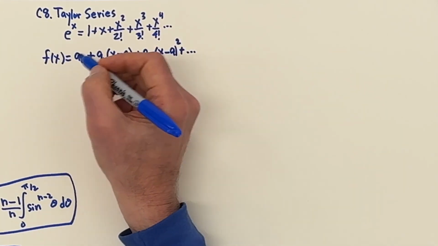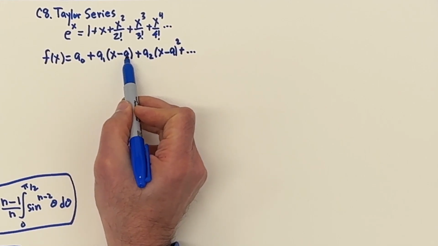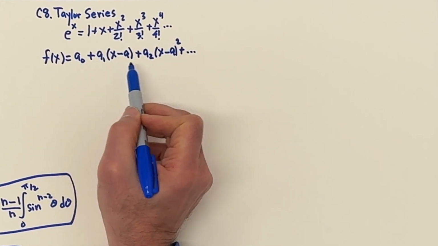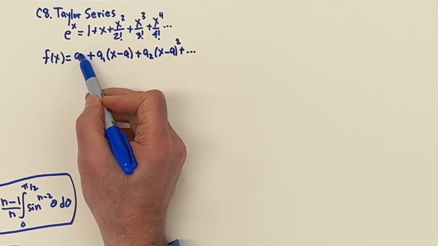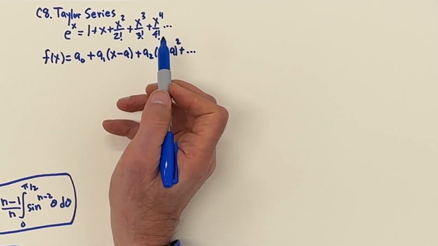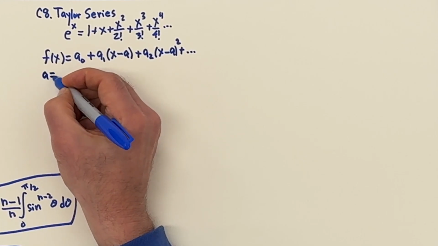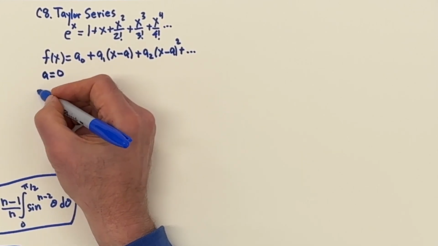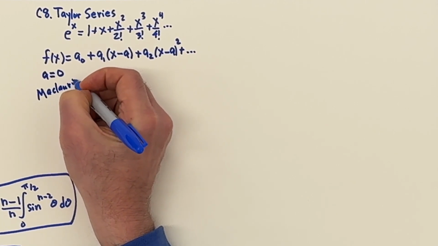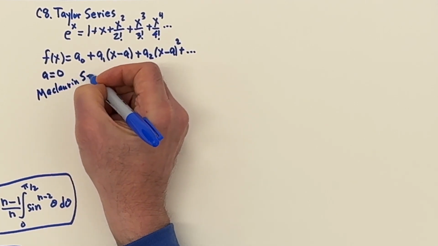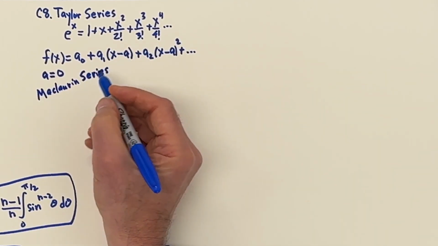Now, these coefficients, a's, have nothing to do with that a. These are the coefficients in front of the powers of x minus a. And you could think of the one here as x minus a to the 0th power. If you pick a to be 0, you then get the Maclaurin series. You can think of the Maclaurin series as a subset of the Taylor series.